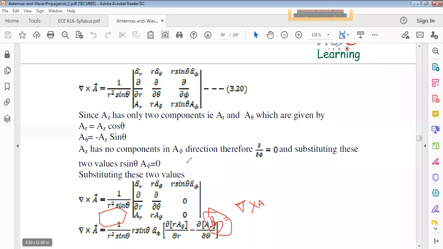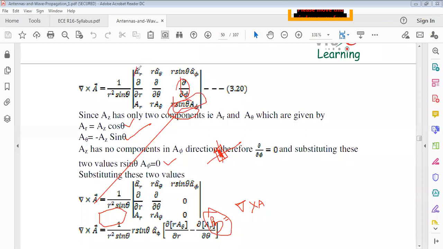And this is because of how we locate that short dipole in the z direction. So dou by dou phi equal to 0, and substituting these two values, r sin theta into A phi equal to 0. It terminates completely to 0. So from this expression the phi term is 0, so this component is 0, this component is also 0. Next you have to simplify here.